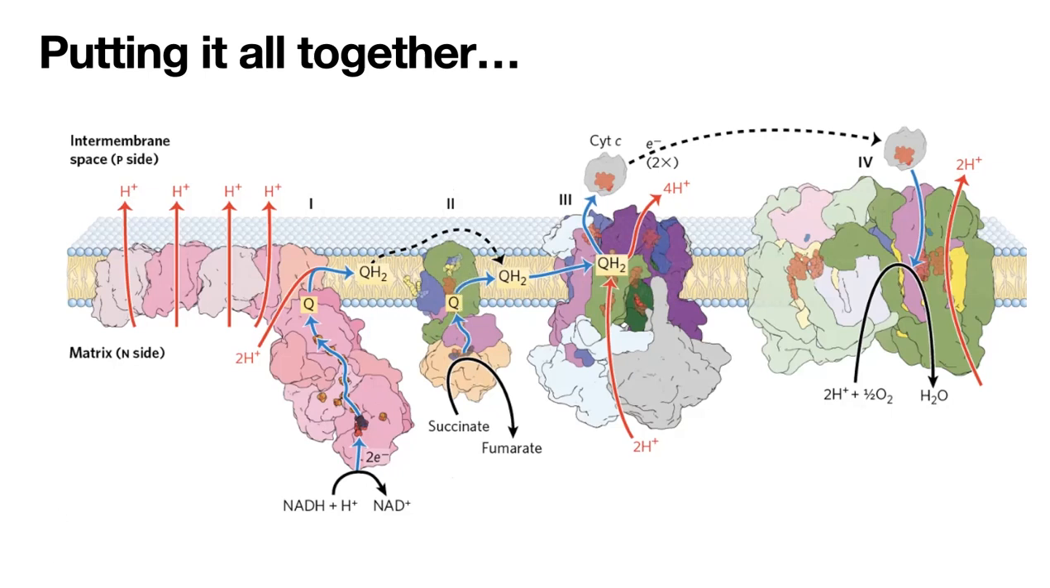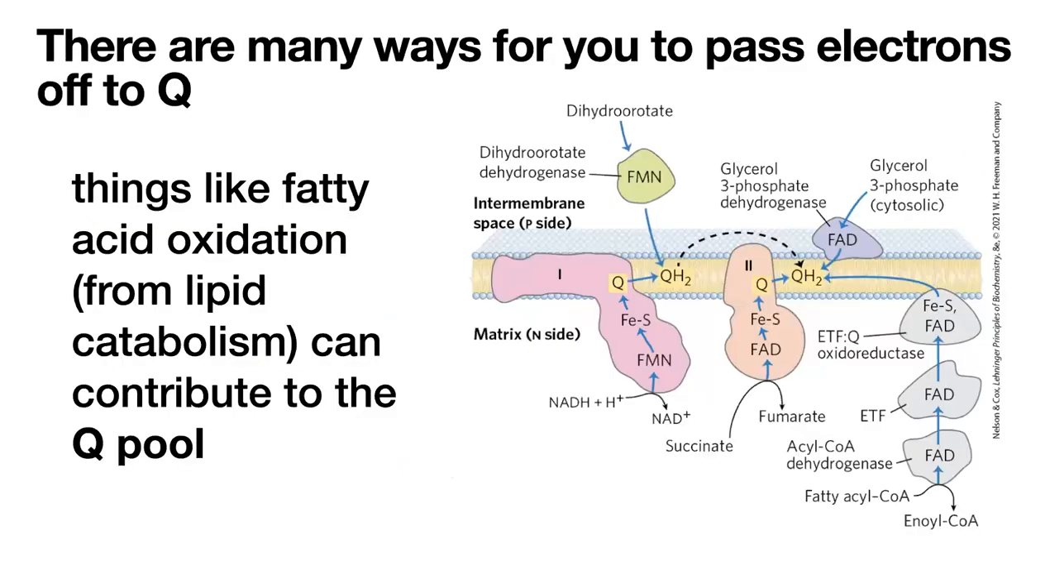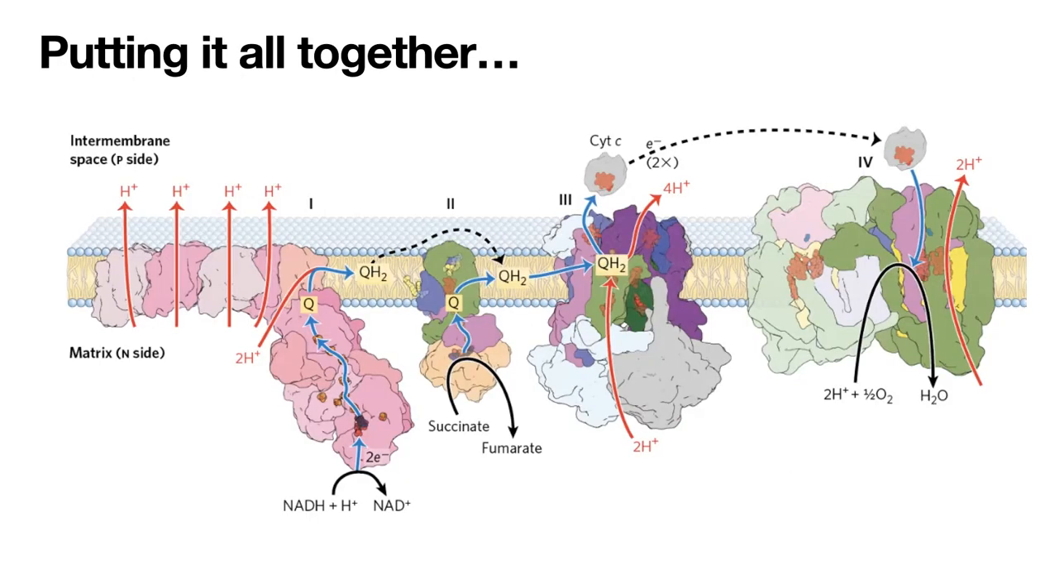And it turns out that there are actually a lot of different ways to pass electrons to Q, including from things like fatty acid oxidation. In fatty acid oxidation, we're going to need to do one of those reactions that requires the formation of a double bond between 2 carbons. So we're going to use our FAD, and this is actually going to contribute those electrons directly into this Q pool. So we talk about this general Q pool because it doesn't really matter where those electrons came from that are given to Q.